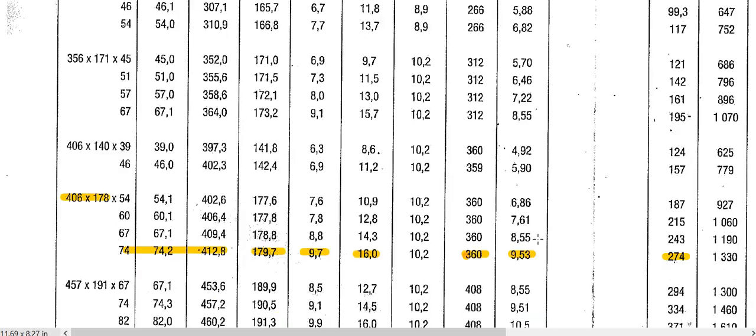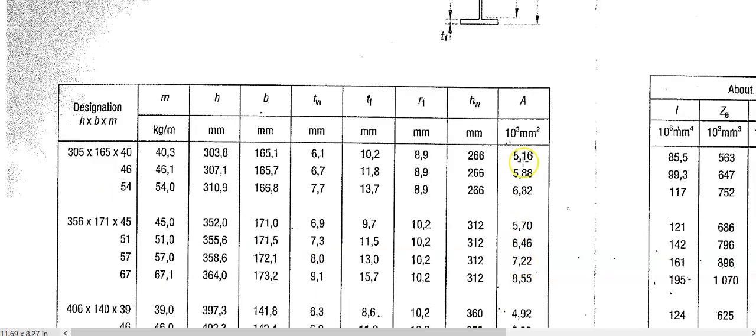So if I quickly go down to our section here, it's a 406 by 178 by 74. The full area for our section is 9530 millimeters squared. So that's what I'm generally going to use.